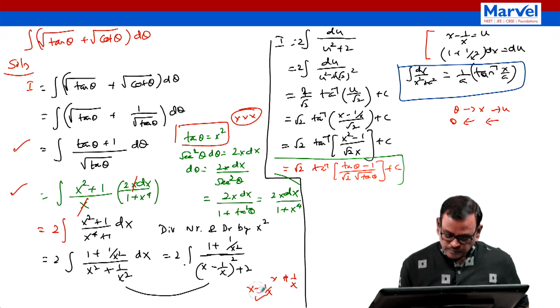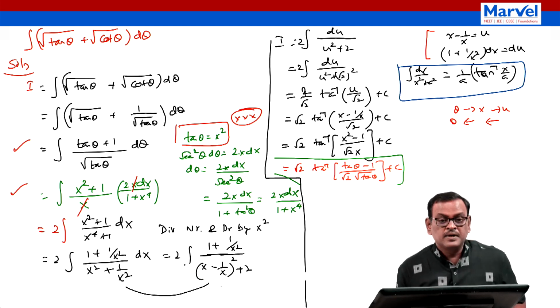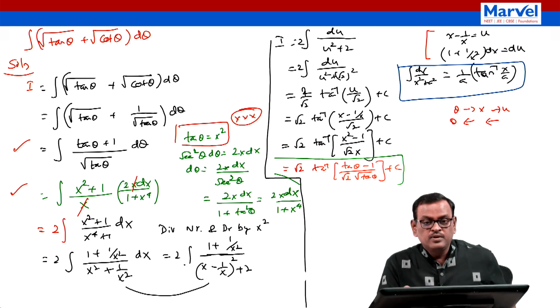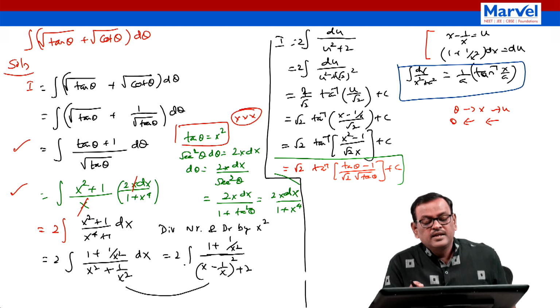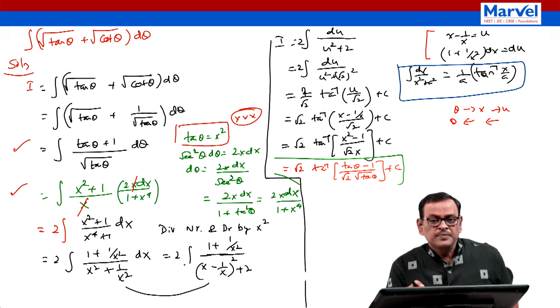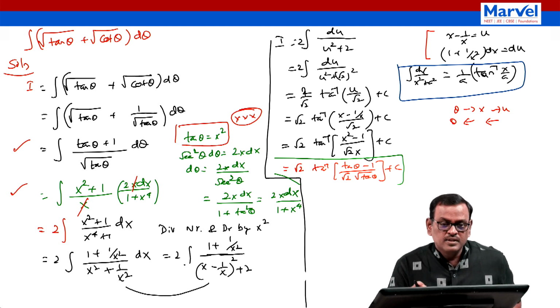Therefore, here it is positive, so we can write the denominator in terms of x minus 1 by x whole square plus 2. Assume x minus 1 by x equal to u. Therefore, if you differentiate, 1 plus 1 by x square dx equal to du. This becomes the standard form dx by a square plus x square, which is 1 by a tan inverse of x by a. It's one of the very important questions. So practice at least twice, and definitely you will get a clear idea about this type of problem.